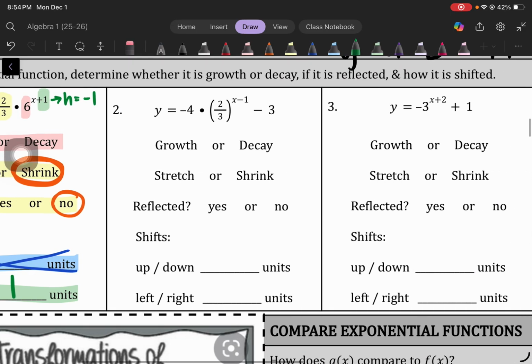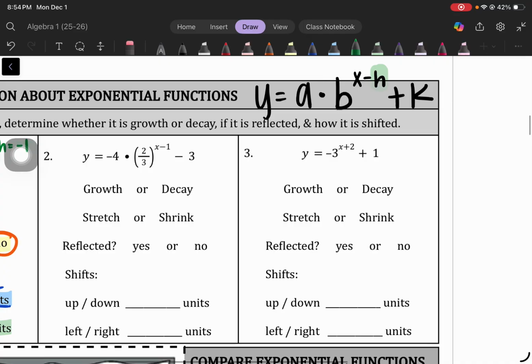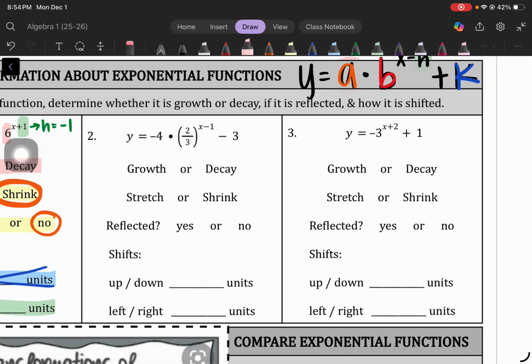Looking at number 2. Again, keeping all of our pieces of information, talking about them here. Okay, so B, A, K. Now let's go ahead and talk about growth or decay. When we're talking about growth or decay, we're looking at the letter B. So here's our B. We've got 2/3. Because it's 2/3, it's smaller than 1. We have a decay.